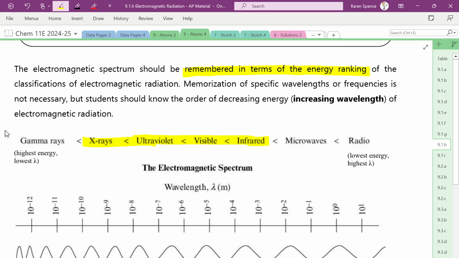It's how they determine the electronic configuration of atoms. Okay? Did you have a question, Brian?